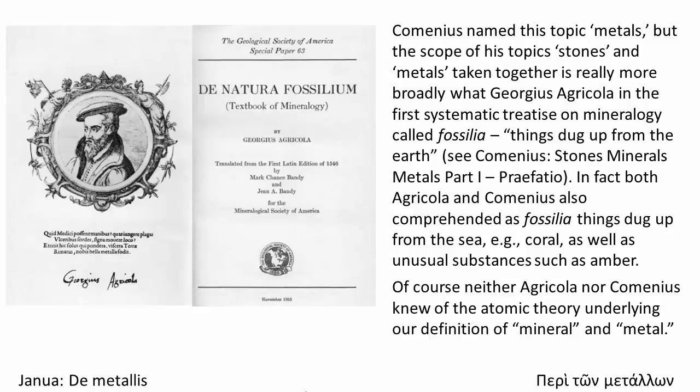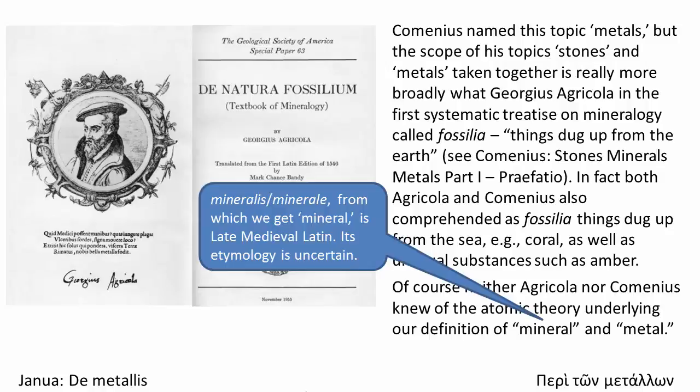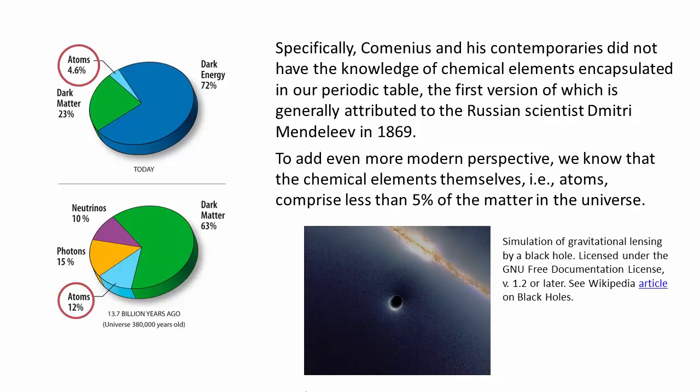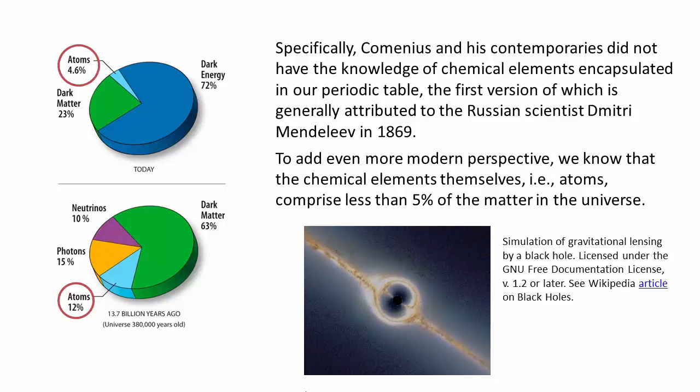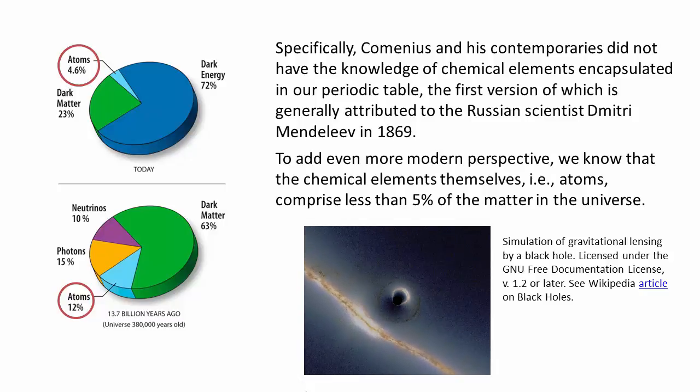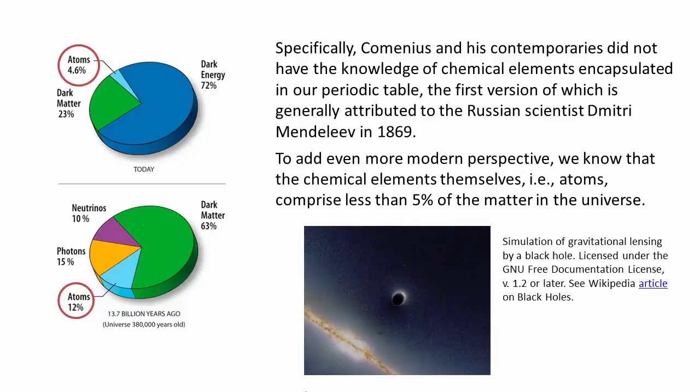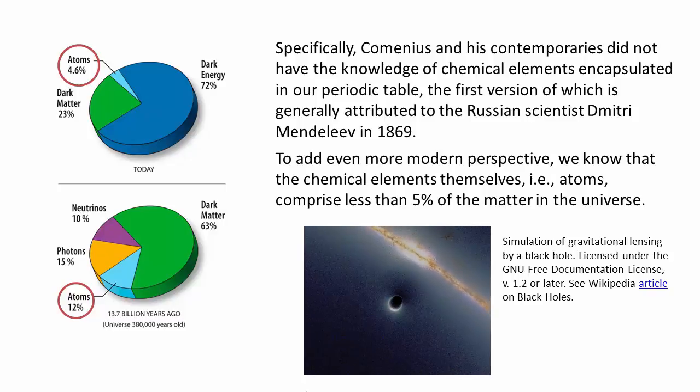Of course, neither Agricola nor Comenius knew of the atomic theory underlying our definition of mineral and metal. Mineralis, minerale, by the way, is a late medieval Latin word from which we get the English word mineral. The etymology of mineralis is uncertain. Specifically, Comenius and his contemporaries did not have the knowledge of chemical elements encapsulated in our periodic table, the first version of which is generally attributed to the Russian scientist Dmitry Mendeleev in 1869.